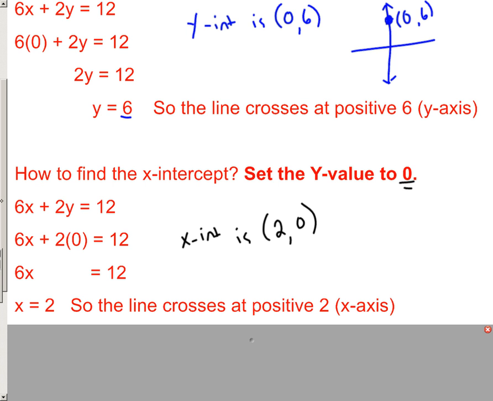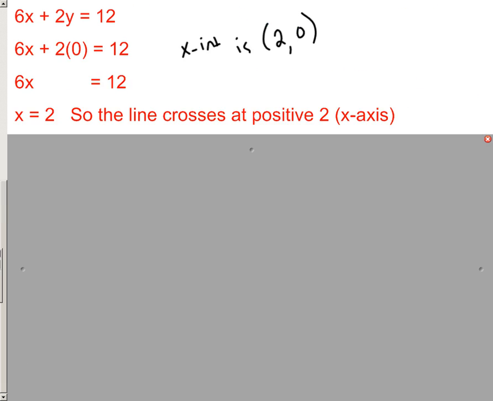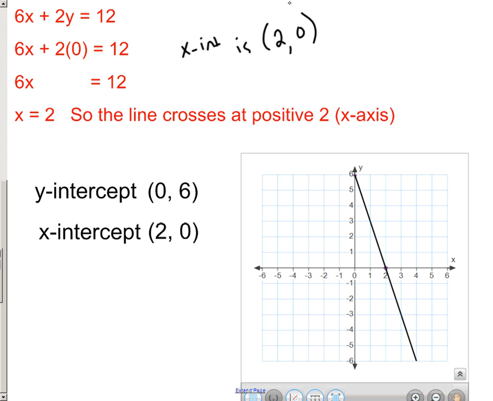So let's go and graph these 2 points. I've put the information down here again. Our y-intercept was 0, 6, so I'll put it right here so you can see. And then the x-intercept is down here at 2, 0. That's where it touched, and we would connect these 2 points, and we have graphed the line.